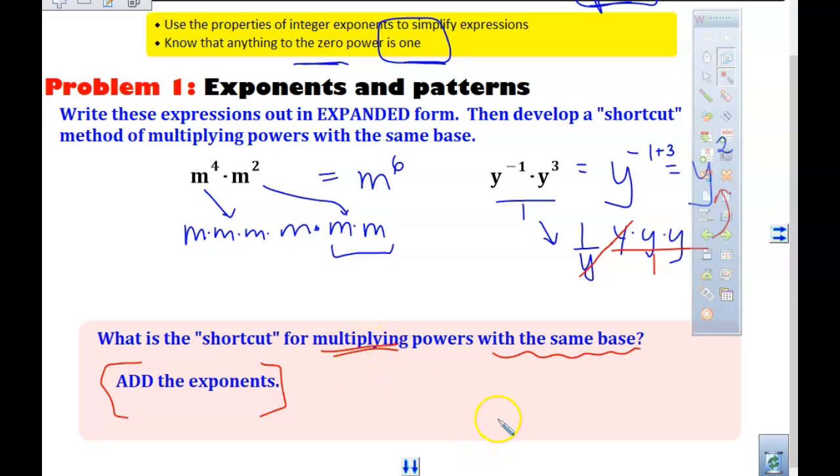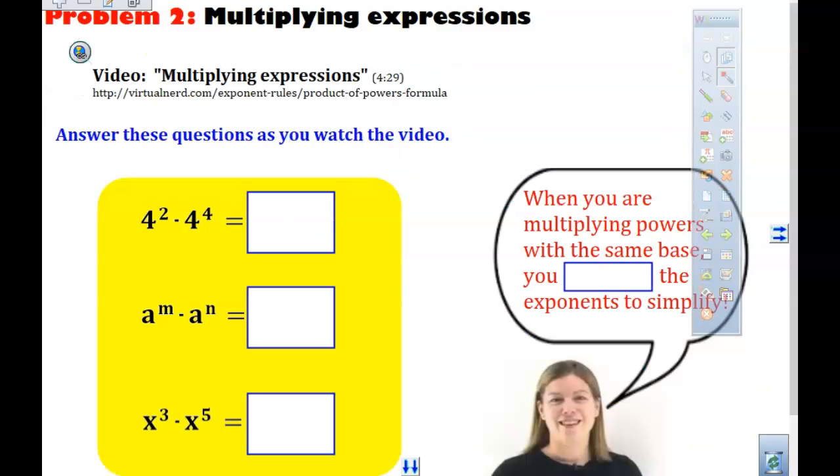So I had someone say, well, can't I put this as m to the 4 plus m to the second? No, this is wrong. This is m to the 4 and you are adding the exponents to get m to the 6. Do not change this multiplication to an addition sign. You can't do that. Okay, so you're adding those exponents when you look at it.